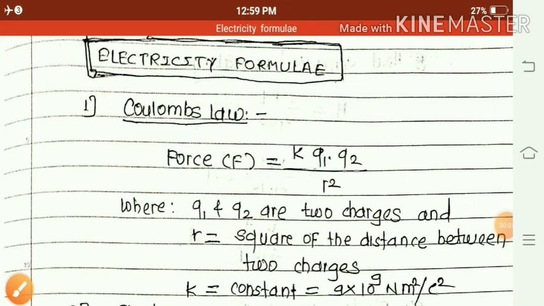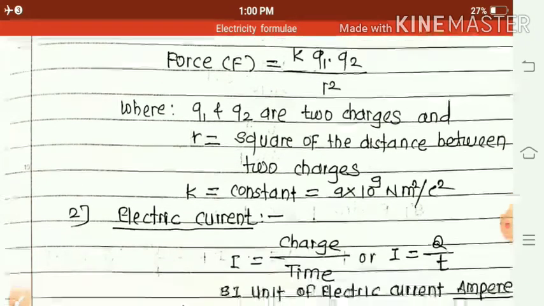And we are going to quickly review the electricity formulas. The first formula from the electricity lesson is Coulomb's law. The force of attraction or repulsion between two point charges can be calculated by the formula force F is equal to K into Q1 into Q2 divided by R square, where K is the proportionality constant, Q1, Q2 are point charges and R is the distance between two charges.